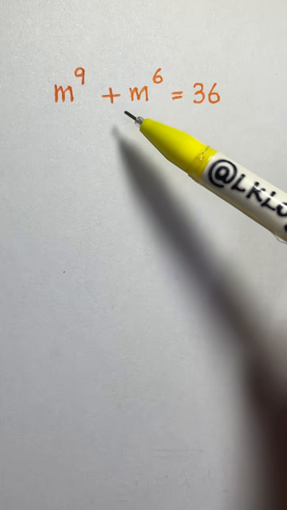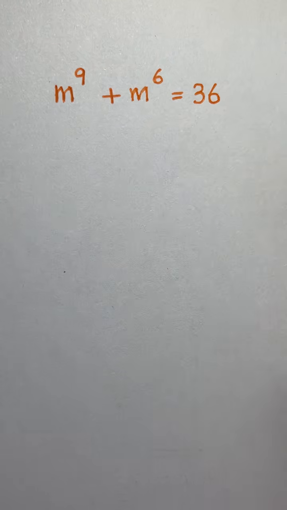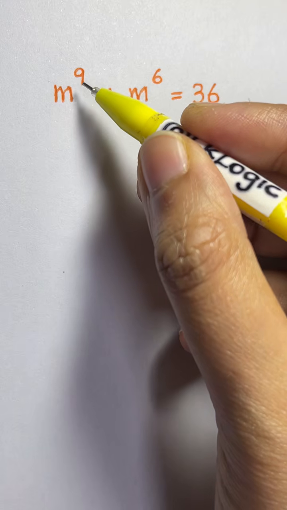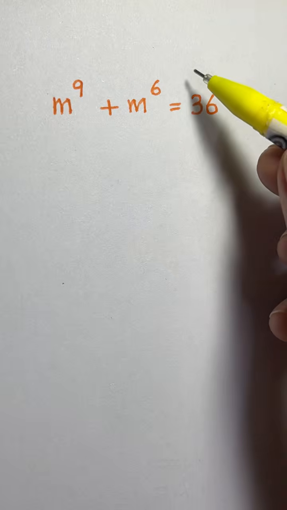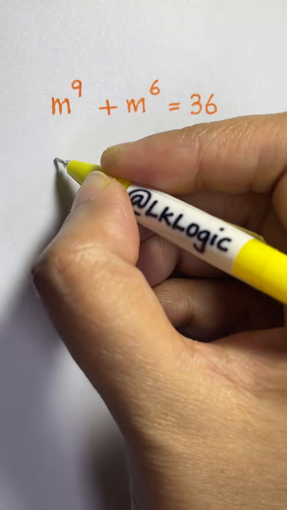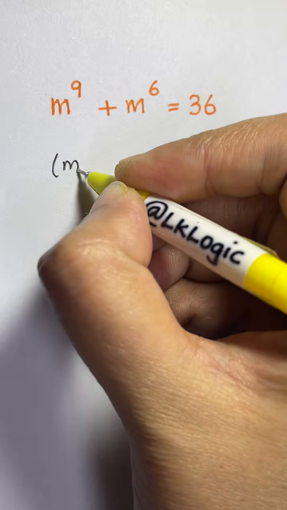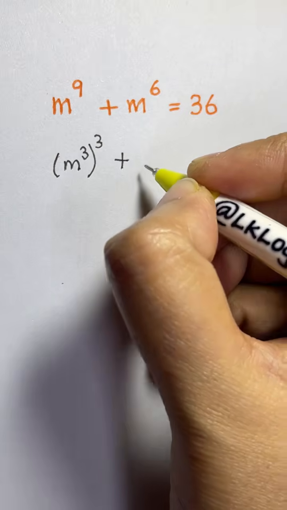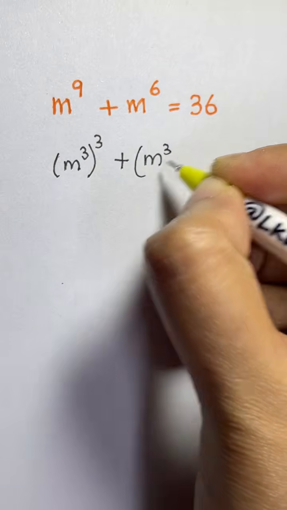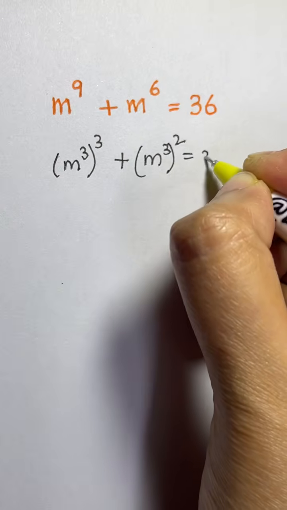Usually we have done quadratic equations. Let's see how we can substitute. Here what you can do is you should know some laws of indices. Now we can break down 9 as 3 times 3 and 6 as 3 times 2. So you can even write it as m cube the whole cube plus m cube the whole squared equals 36.